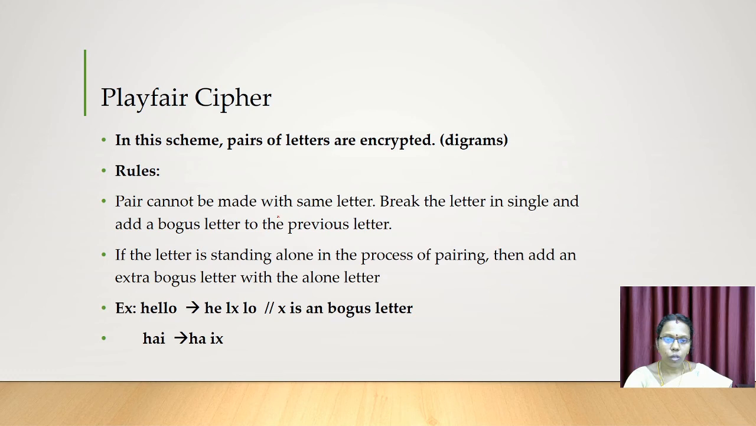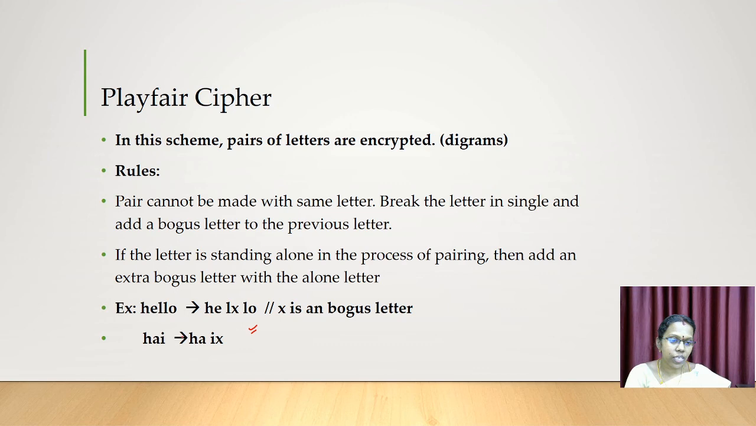Playfair cipher is the best example of a polyalphabetic cipher. In this scheme, pairs of letters are encrypted, so the digram is considered. The first rule to apply the Playfair cipher is that a pair cannot be made with the same letter. If two identical letters appear, break them into singles and add a bogus letter after the previous one. If a letter is left standing alone, that is, the number of letters is odd, we can also add an extra letter. Here is an example: HELLO. We separate it into digrams HE, and LL is a consecutive pair, so we put X as a bogus letter, and we get LX, LO.